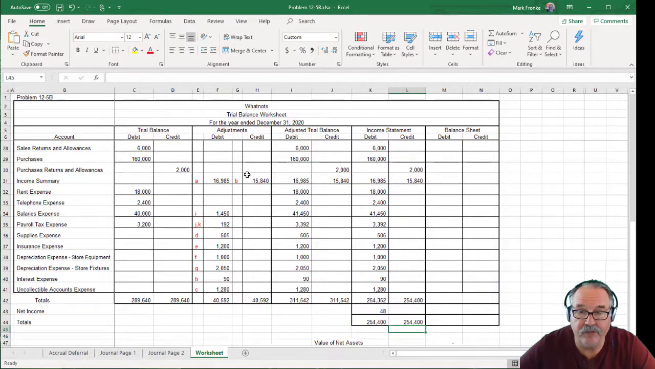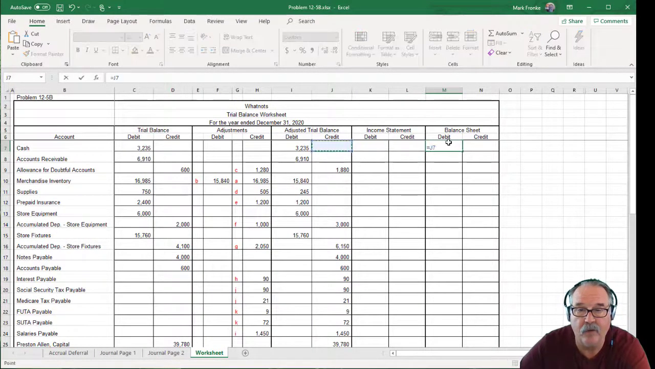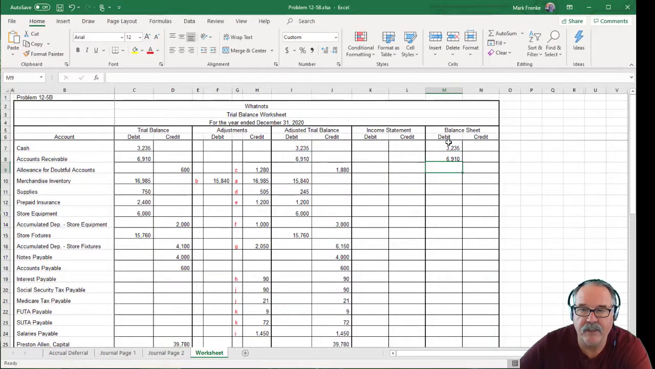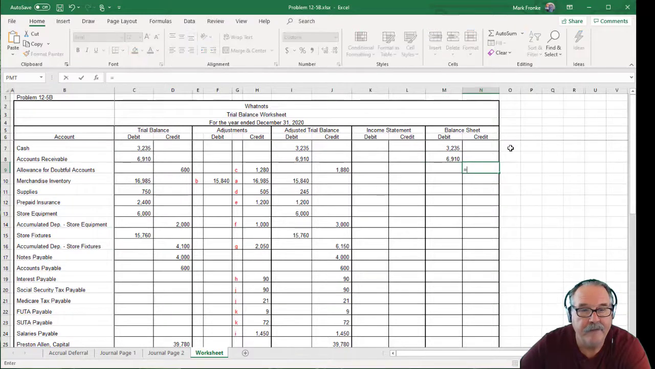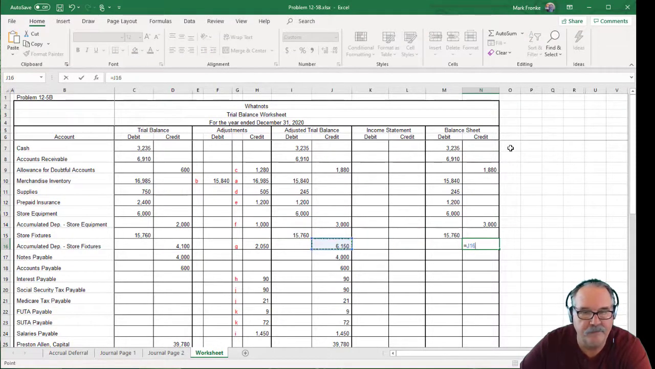Then we have to do the same thing on the balance sheet. The balance sheet is the assets, liabilities, and owner's equity accounts. So we bring over the cash, accounts receivable. The allowance is a credit contra asset. Our merchandise inventory comes over. Supplies left over. Prepaid insurance unexpired. The store equipment, our accumulated depreciation on the store equipment. Store fixtures, our accumulated depreciation on the store fixtures is a contra asset or a credit balance.